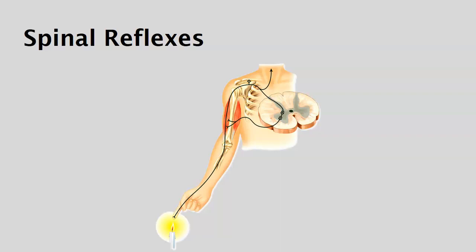I also want to note that the reflexes above the neck are actually housed within the lower part of the brain, not the spinal cord. So something like sneezing or blinking is not going to be a spinal reflex. Again, that's going to be housed in the lower portion of the brain.